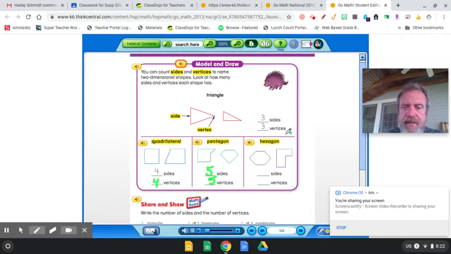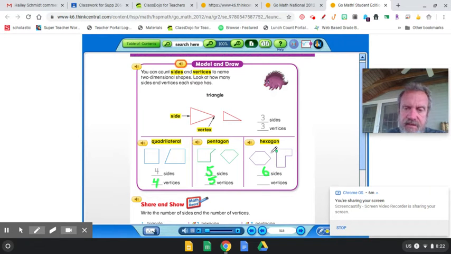Hexagons. Let's count how many sides they have. We have 1, 2, 3, 4, 5, 6. 1, 2, 3, little guy, 4, 5, 6. 6 sides. Take a guess, friends.